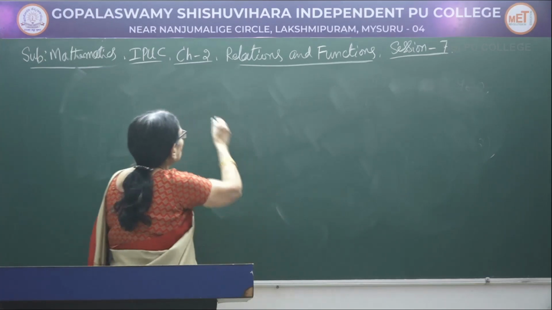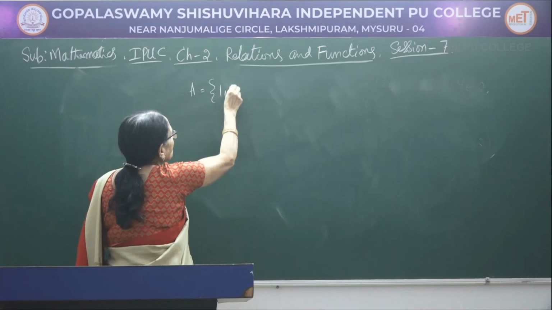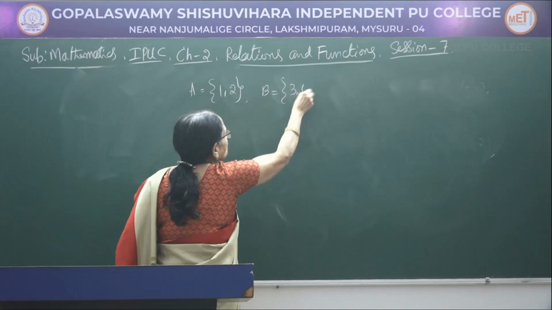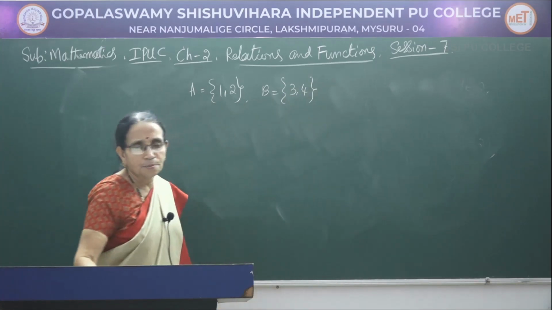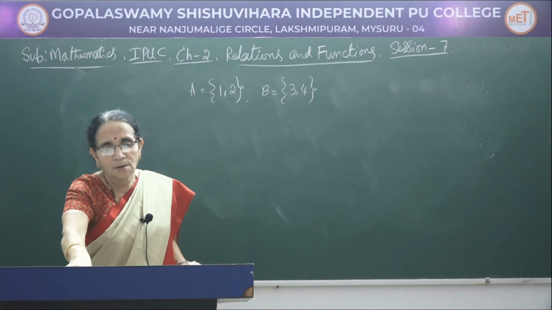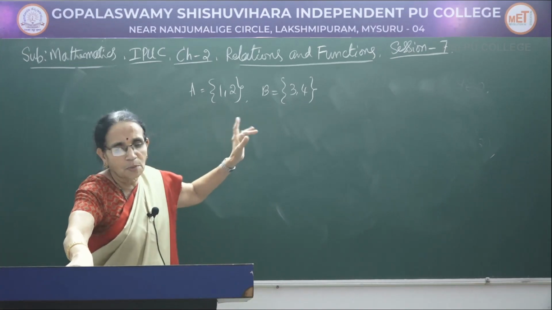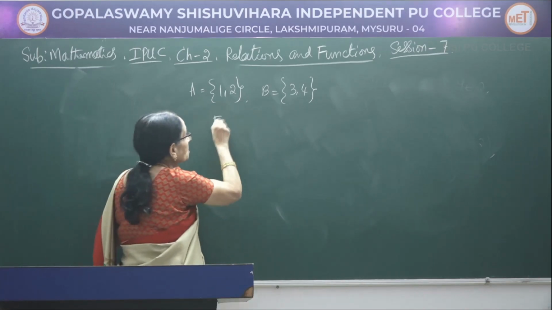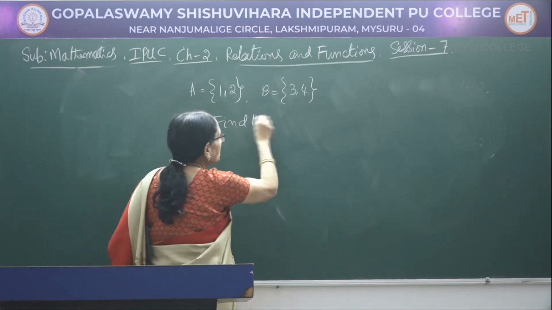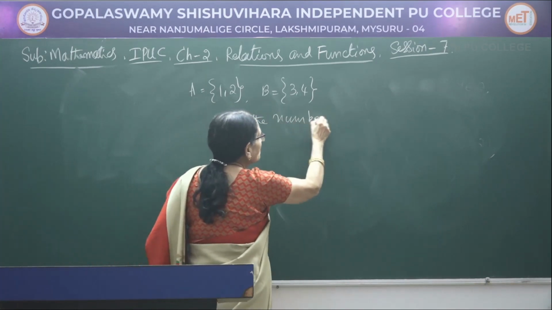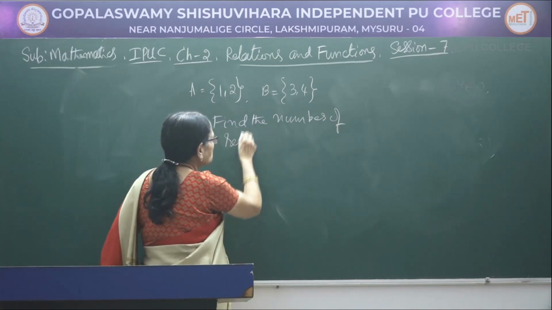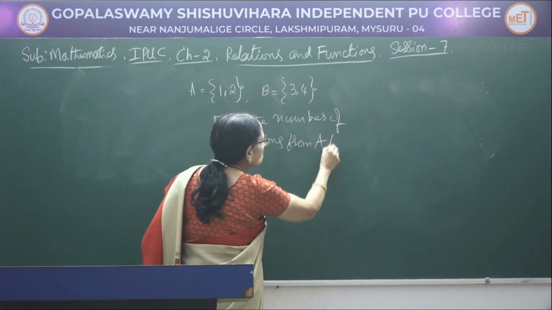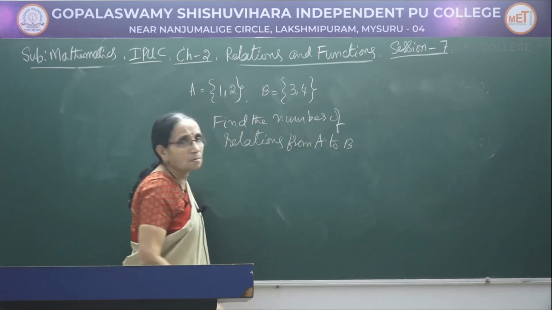Here I am giving 2 sets. The set A contains 2 elements, 1 and 2. Set B contains 2 elements, 3 and 4. My question is, let A contain 1 and 2, B contain 3 and 4. Find the number of relations from A to B. This is the question here.